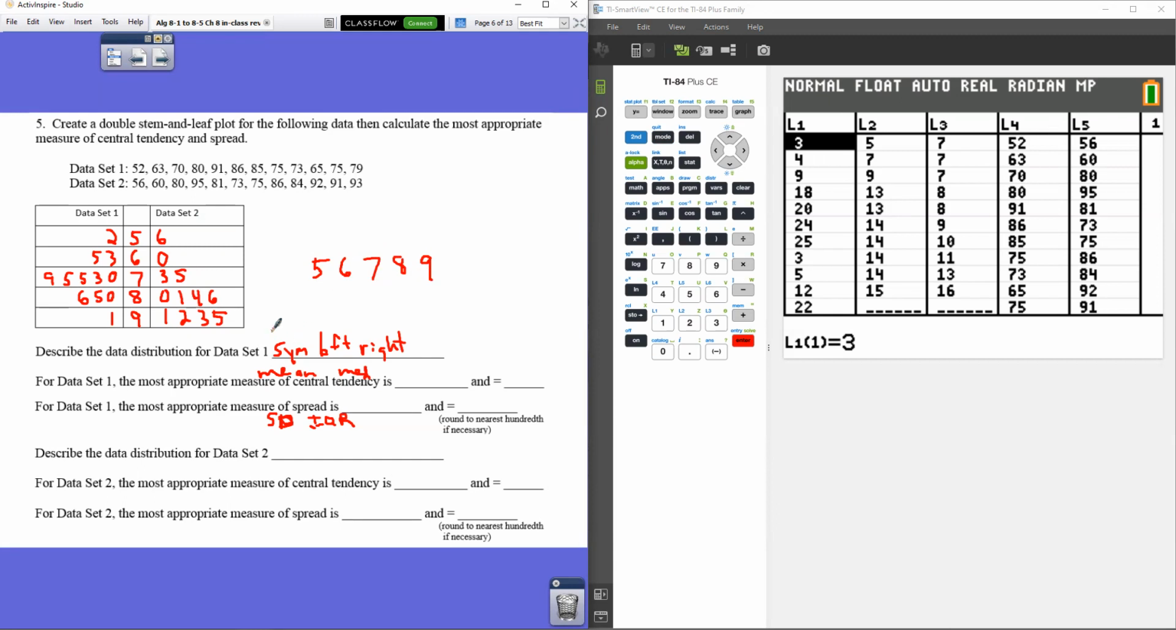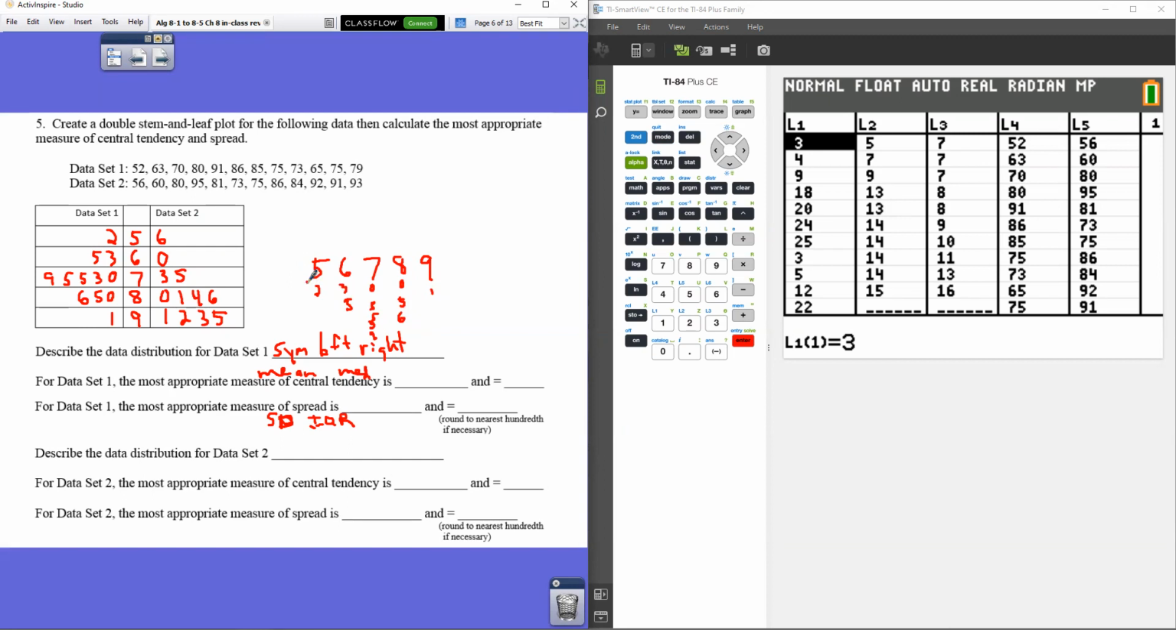So when you're looking at data set number one, and you have to decide whether it's symmetric, skewed left, or skewed right, you always need your stems to go in order from least to greatest. So if I turn this upside down, I'm going to have a 2, a 3, a 5, a 0, a 3, a 5, a 5, and a 9. And then I'm going to have a 0, a 5, and a 6. And I'm going to have a 1.